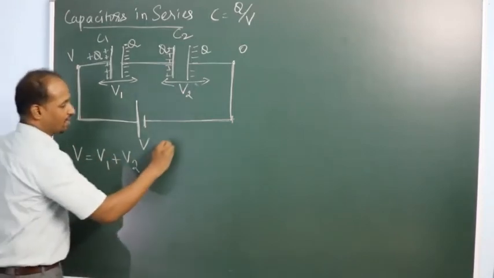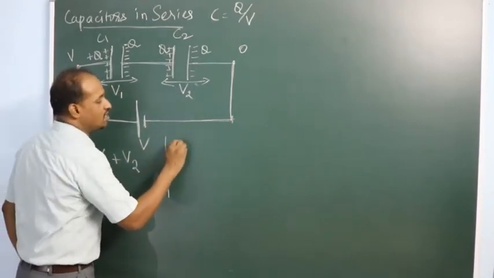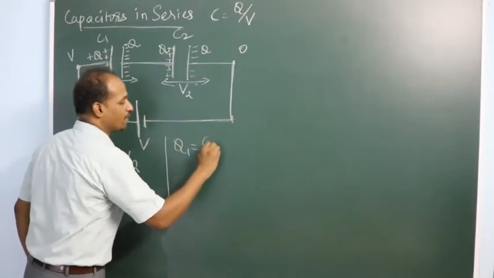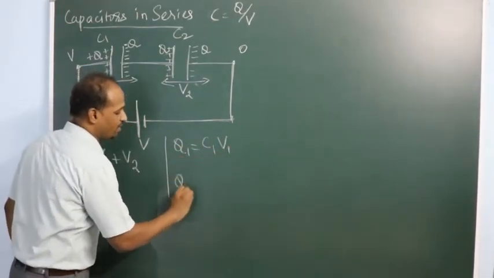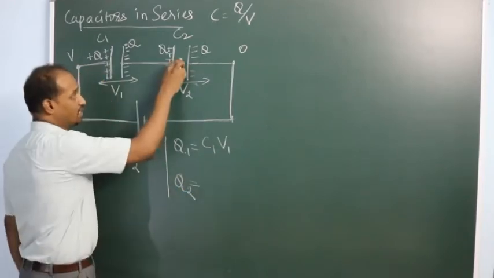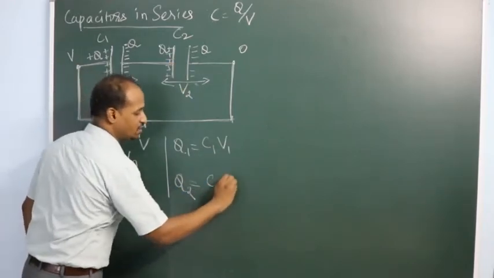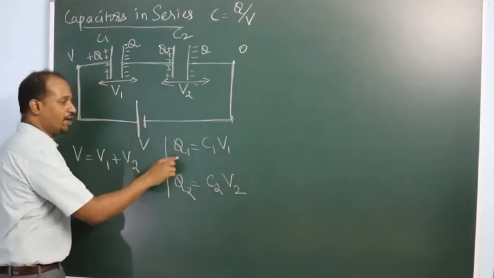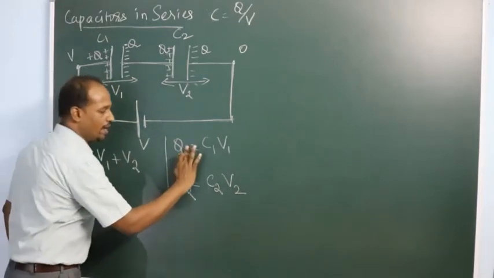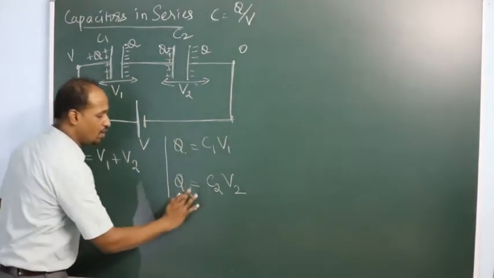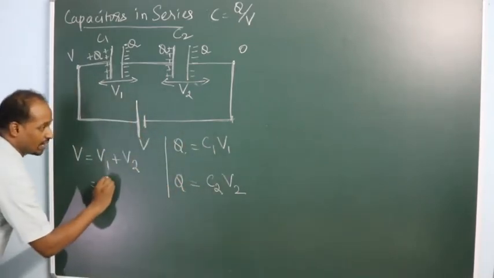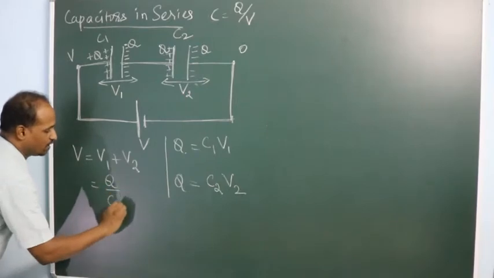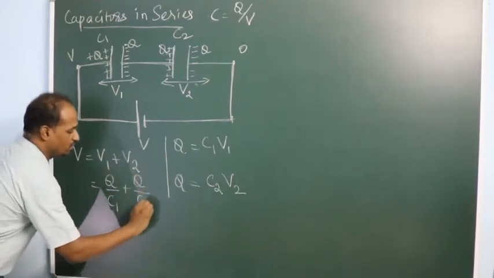Then if you write that equation, charge 1 will be equal to capacitance 1 times potential drop 1, and charge 2, the charge on capacitor 2, will be equal to capacitance 2 times V2. But the point is Q1 will be equal to Q2, hence Q is equal to C1 V1 and Q is equal to C2 V2. Hence V can be written as Q by C1 plus Q by C2.